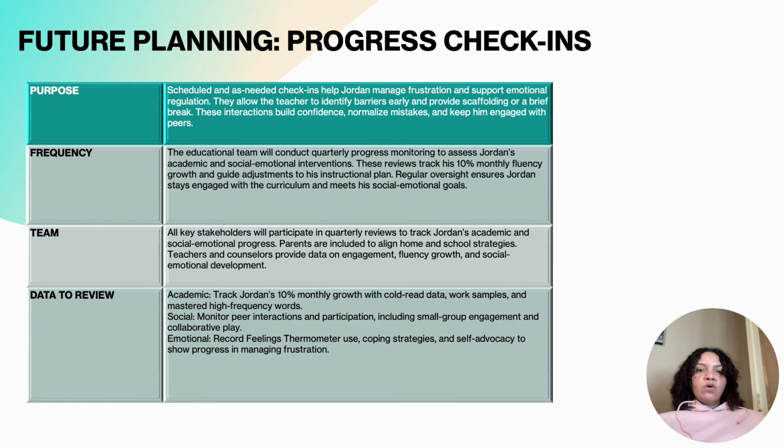Required personnel for the quarterly review: the general education teacher, to report on Jordan's engagement, participation levels, and visible frustrations within a large group setting. The special education or small group instructor, to provide specific data on Jordan's 10% monthly fluency growth and his mastery of the one new thing daily concept within a reduced ratio environment.